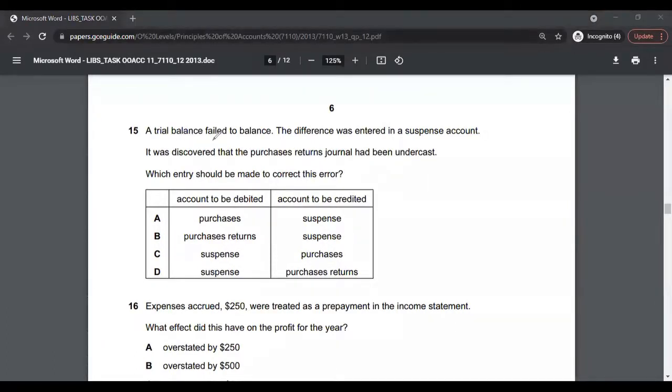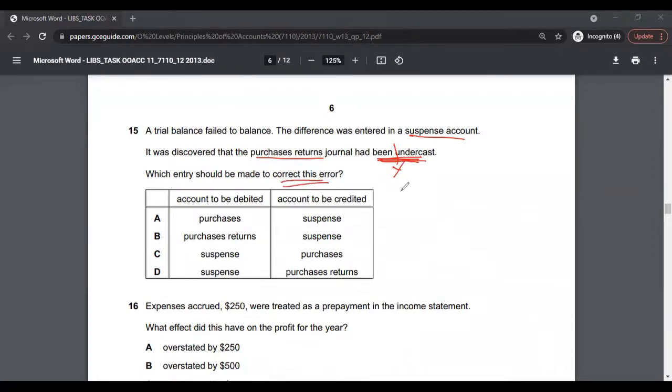Multiple choice 15, a trial balance fails to balance. The difference was entered in a suspense account. It was discovered that the purchases return journal had been undercast. Which entry would be made to correct this error?